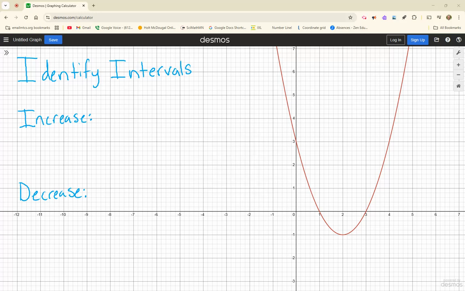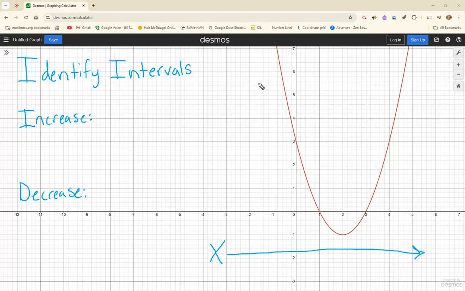In this video, we are going to look at identifying intervals of increase and decrease from the graph of a polynomial. The way that we do this is we just observe the graph looking from left to right, or in other words, as x is getting bigger. And we look at the behavior of what this graph is doing. Is it going up or is it going down? If it's going up, it's an interval of increase. If it's going down, it's an interval of decrease.